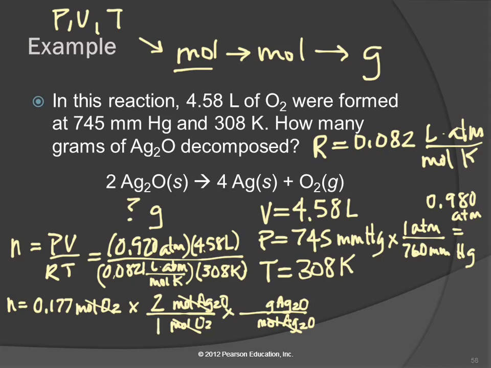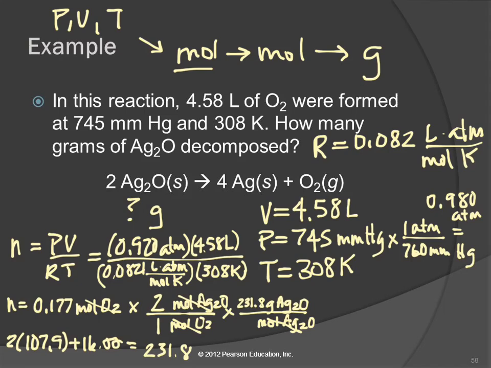What's the relationship between grams and moles for silver oxide? Well, we need to calculate that, don't we? That's the molar mass. So 2 times the mass of silver, which is 107.9, and 1 oxygen. So 107.9 times 2 plus 16, I get 231.8.